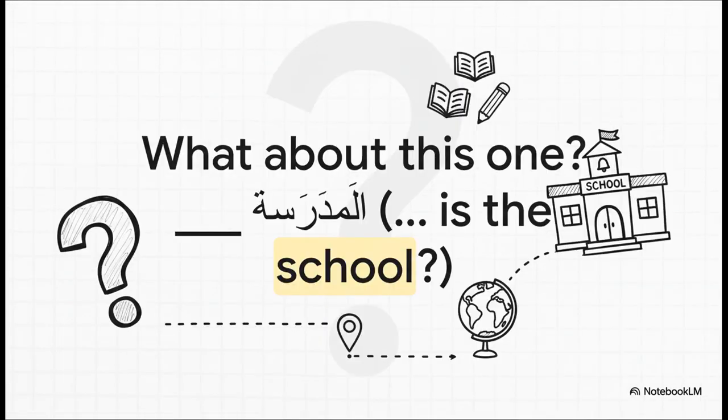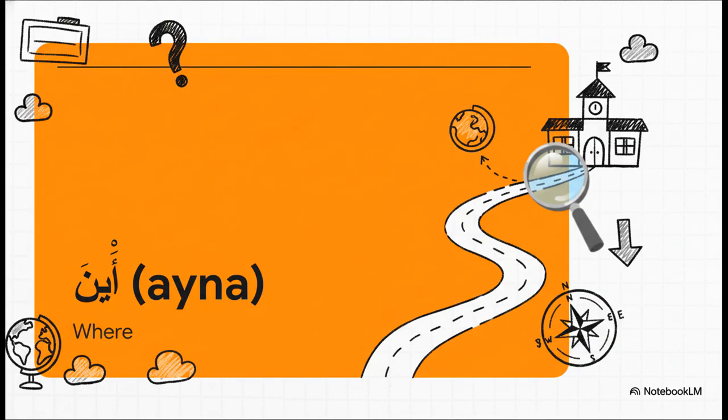Okay, let's do another one. This time, the noun is al-madrasa, which means the school. So, we're asking about a place. Which word pops into your head? And the word you're looking for is aina. Aina el-madrasa. Where is the school? So remember, anytime you're asking about a location, aina is your best friend.